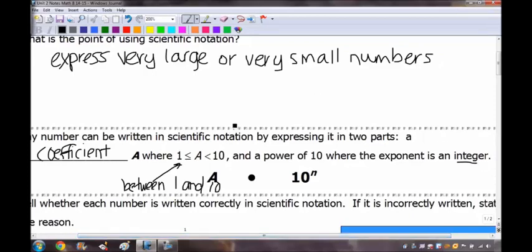Okay? So here's the thing. This a value, this coefficient, has to be between 1 and 10. So let me write you an example of a number that's written in scientific notation. An example would be like 5.7 times 10 to the 8th power. Okay? This is written in scientific notation where the coefficient is a, which is 5.7, and the power of 10 is my integer, which is 8, okay? Another example would be 2.35 times 10 to the negative 4th power, okay?